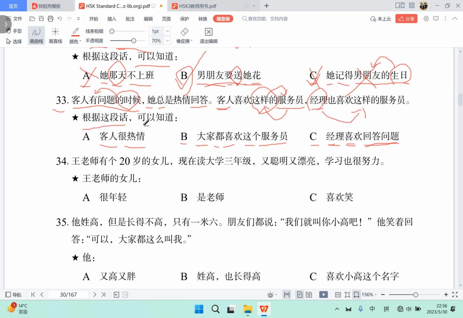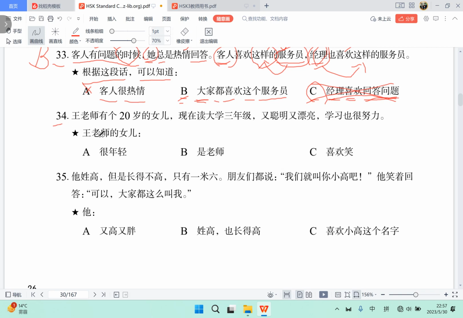So 根据这段话可以知道, based on this paragraph we can know, 客人很热情 is not about the customers, it's about the waitress. And B, 大家都很喜欢这个服务员, could be. And C, 经理喜欢回答问题, the manager likes to answer questions, it doesn't mention this point, right? So B is more appropriate. 大家, because the 客人 and the 经理, both the customers and the manager, could be everyone, right? This group of people. So we choose B.